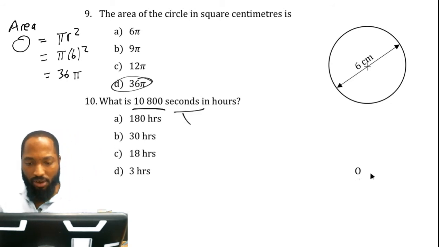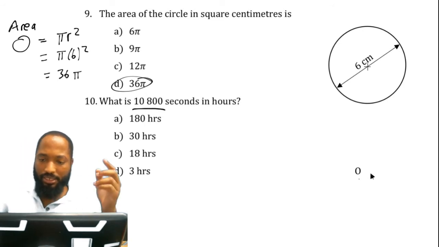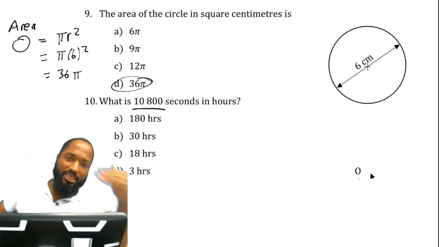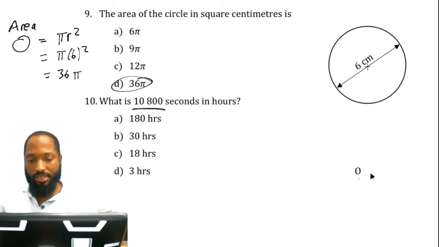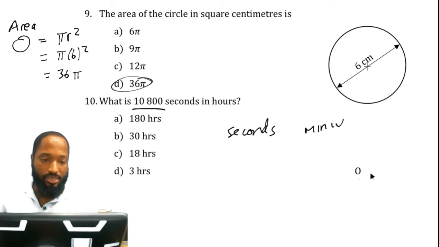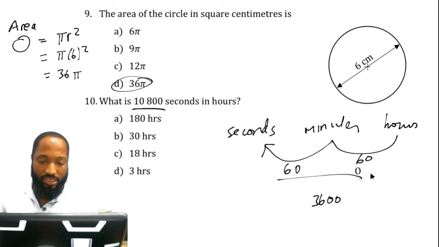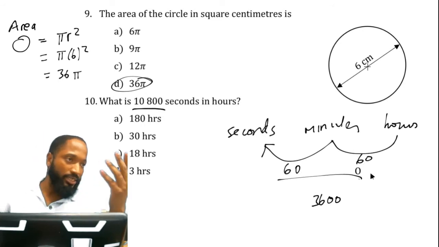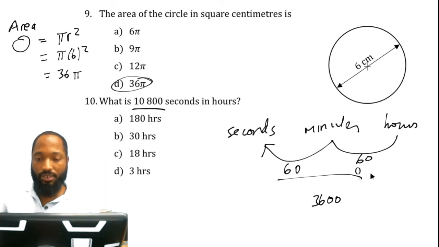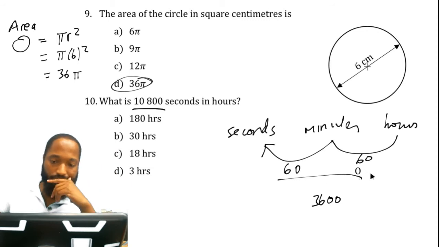Now seconds to hours. So we need to go from seconds to minutes, then to hours. I know it's 60 times 60. You understand? Seconds to minutes, to hours. 1 hour is 60 minutes. 1 minute is 60 seconds. So the factor that I have here is 3600, because 6 by 6 is 36, plus 2 zeros. So it'd be 3600.